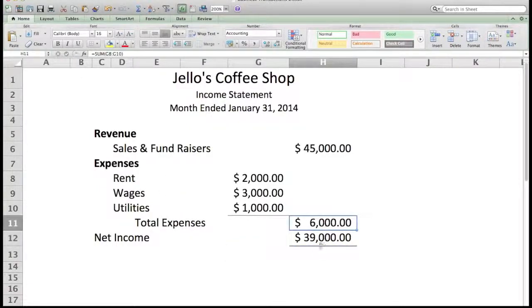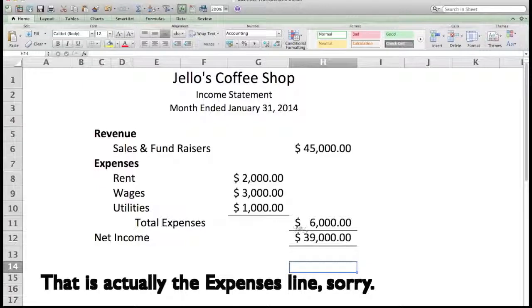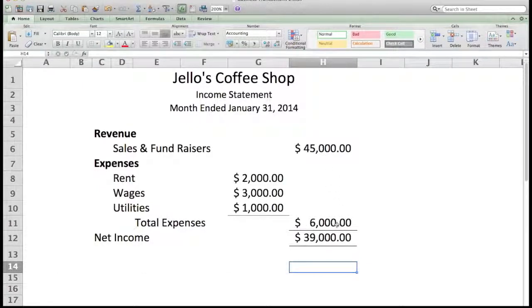You'll notice under this revenue amount, you'll see one single line. This indicates it should be subtracted from the $45,000. This leaves us with a total of $39,000 profit that Jello made, net income. And it's double underlined, indicating this is the final amount. That is his profit for the month. He might have chosen very well opening this coffee shop, if nothing else bad happens.